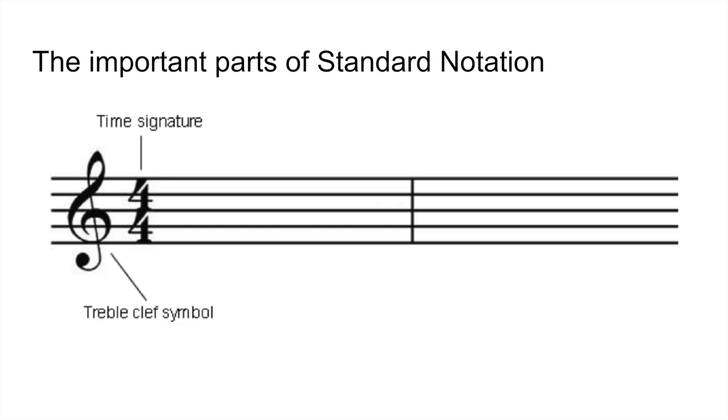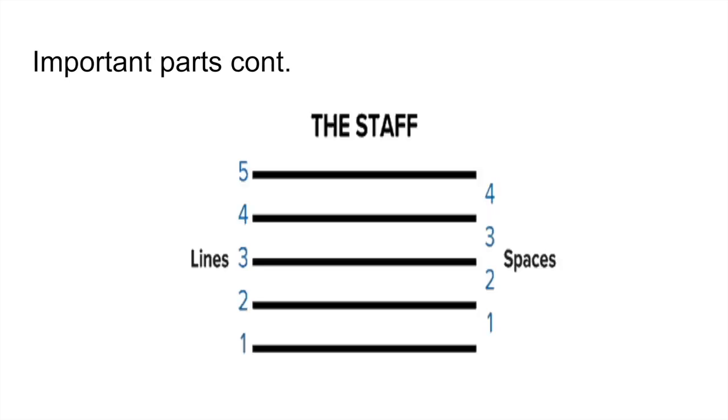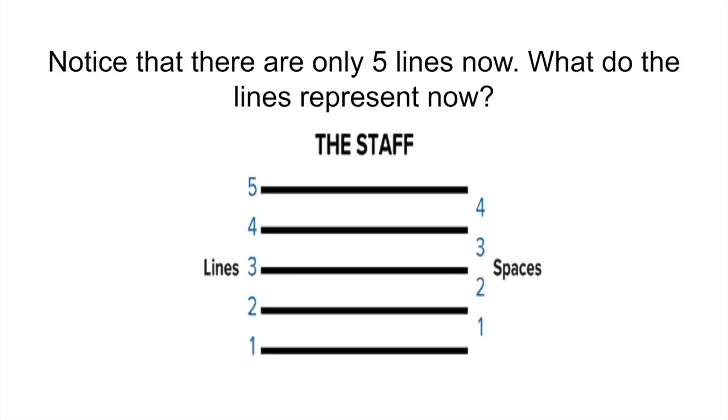Here are some important parts of the standard notation staff. You can see we have the time signature represented by the 4/4. We have the treble clef symbol on the left-hand side. Some more important parts of the staff, we have 5 lines and 4 spaces. Notice that there are only 5 lines now instead of the 6 from tablature.